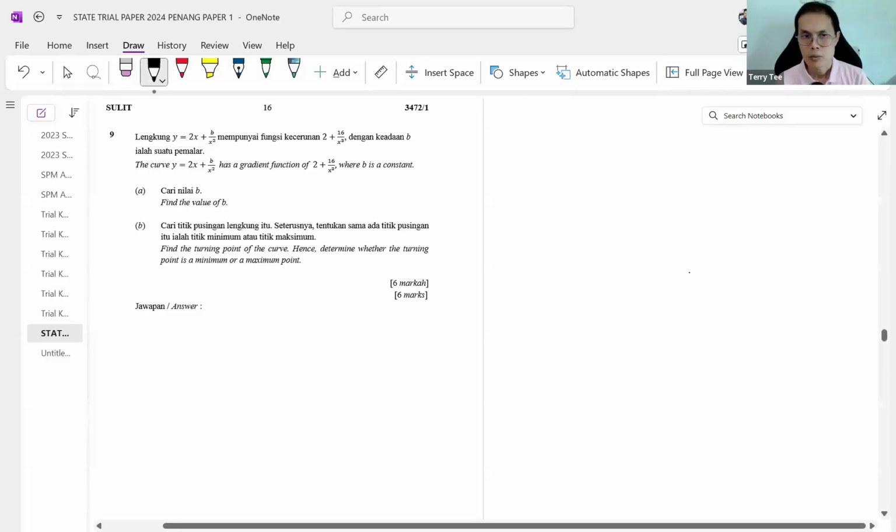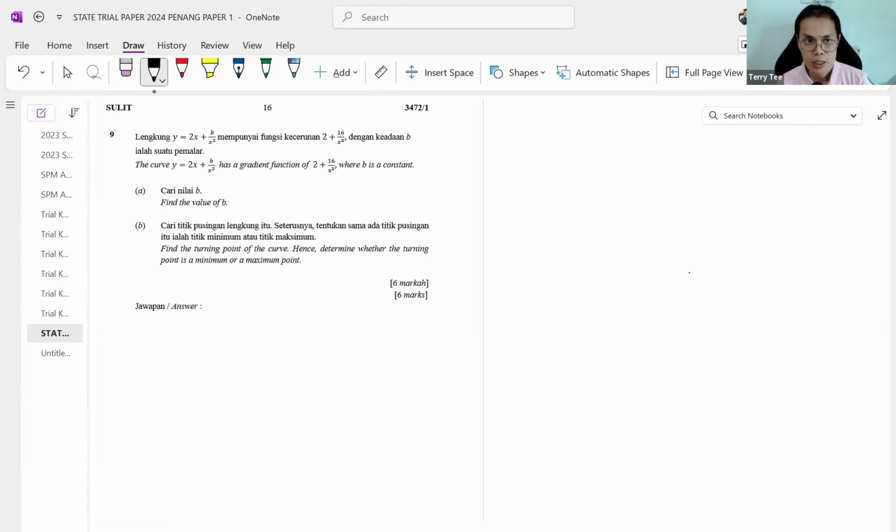Okay, this is question number 9 from Form 5, chapter 2, differentiation. You're given a curve y equals 2x plus b over x squared, which has a gradient function of this, right? That means you know your dy/dx. b is a constant. In fact, you're given the y, you're given the dy/dx value. You don't have to differentiate anything for now, right? You're supposed to find the value of b. But the thing is, yes, you have to differentiate your y and compare with your dy/dx, right?